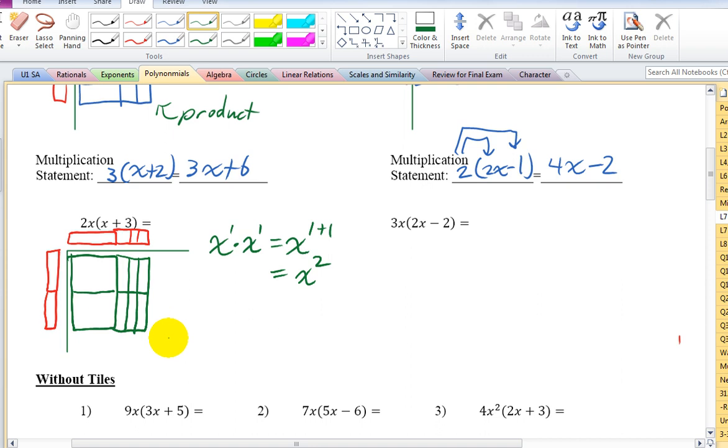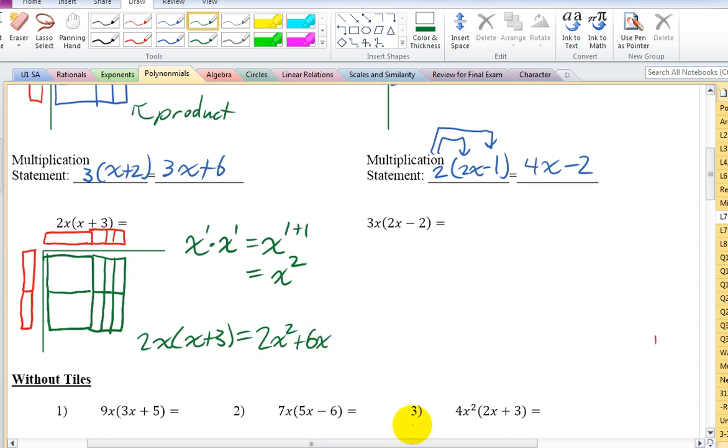So your multiplication statement will be 2x times x plus 3 equals what? 2x squared plus 6x. Okay. Try the next one all by yourself, see what you can do.